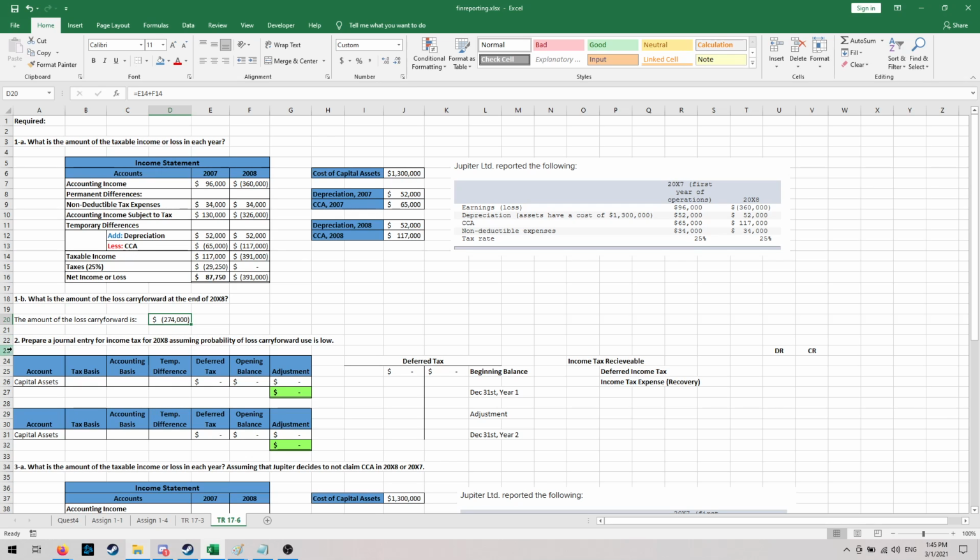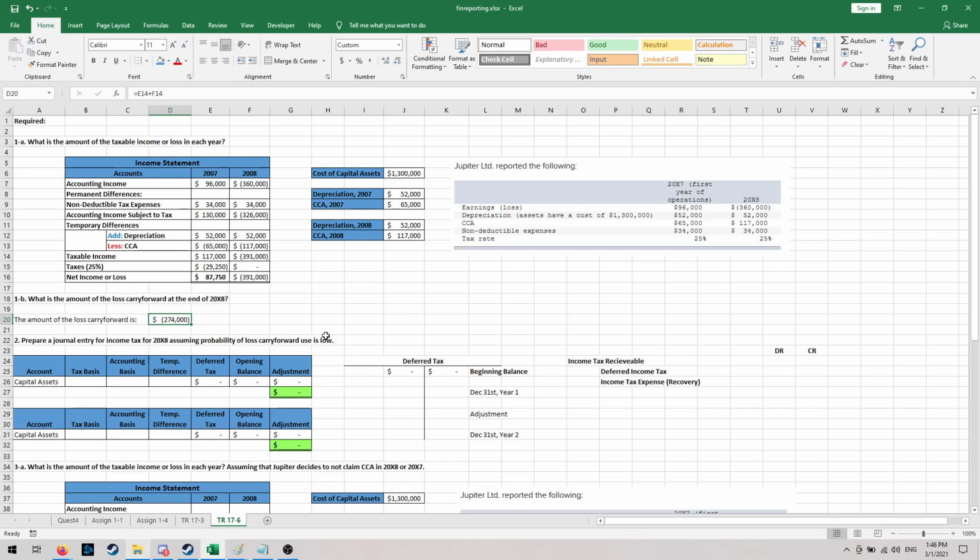However, when we move on to part two, we're going to see that they want us to prepare a journal entry for 2008, assuming the probability of loss carry forward is low. What that means for us as a company is that we think we're going to go out of business. We don't think we'll ever have any future profits that we can use this carry forward on. This loss here kind of sank us. So we're going to do a journal entry assuming that we're not going to ever have profits in the future.